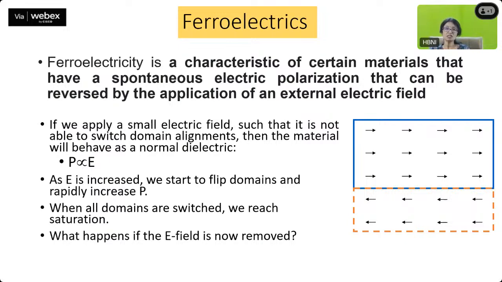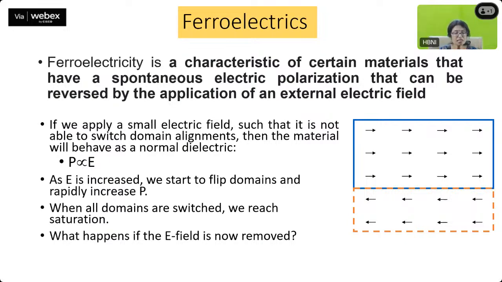Now coming to the next topic, which is ferroelectricity. What is ferroelectricity? We talked about ferromagnetism in the last class. Similarly, we have something which is known as ferroelectricity also. It is the characteristic of certain materials that have a spontaneous electric polarization that can be reversed by the application of an external electric field.